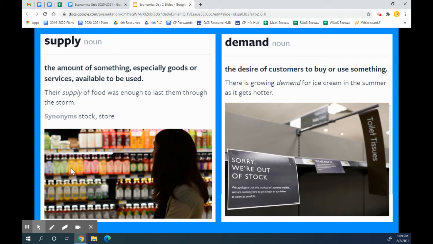So if there's a high demand for a certain video game or a certain toy or a certain food, then businesses are going to try to work to keep up their supply so that they'll be able to keep selling the product. So sometimes when you're in the store, if you notice that something is totally sold out, that means it might have a really high demand.